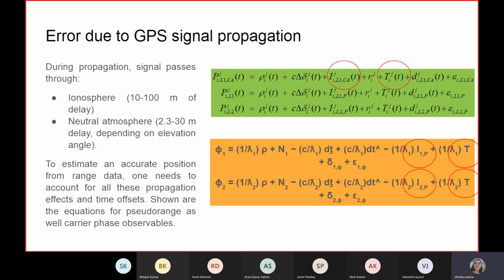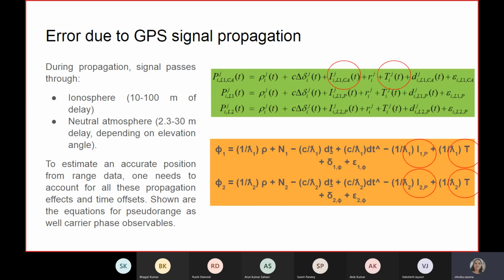So these are the errors induced while the GPS signal is propagating through the medium. This medium is divided into two portions: ionosphere, which is causing a delay of around 10 to 100 meters, and neutral atmosphere, also known as troposphere, which is adding 2.3 to 30 meters of delay to the geometric range. So what is geometric range? The true distance from the satellite to receiver is known as true geometric range.